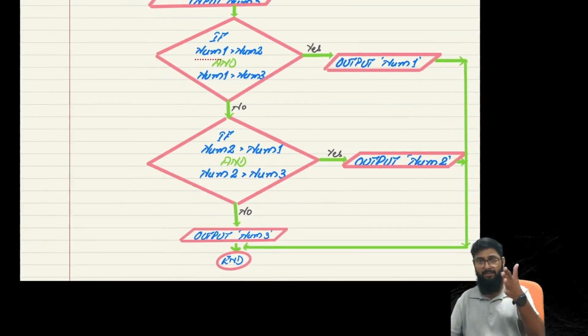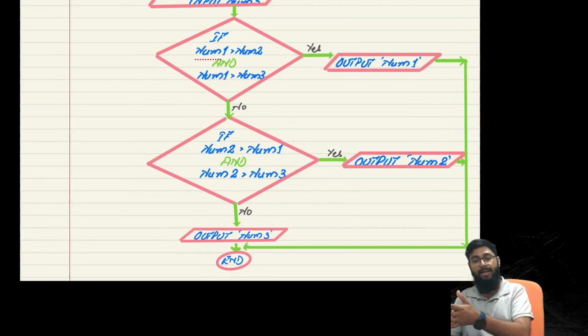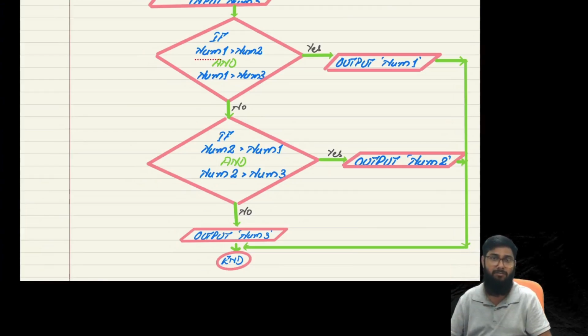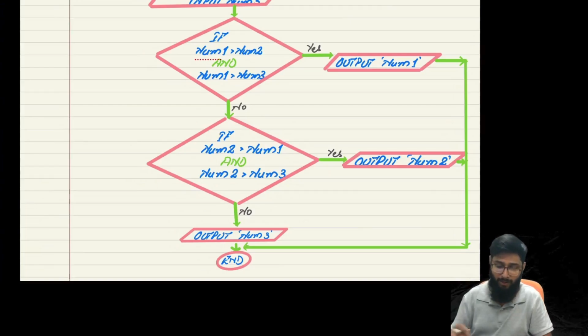So we will first check the first condition, for the first variable, sorry. Then we will check the second variable. If neither the first variable is the highest, nor the second variable is the highest, that means the third variable will be the highest. It's quite understood right over here.